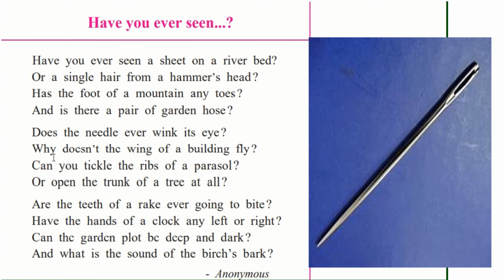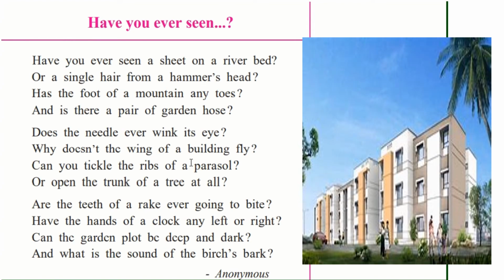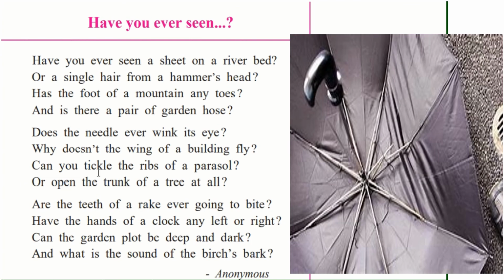Does it wink? Why doesn't the wing of a building fly? Buildings have parts. Sometimes they are named A, B, C: A wing, B wing, C wing. The wing is also the part of a bird, isn't it, which helps it to fly. So why is the part of the building called a wing? Does the building fly?